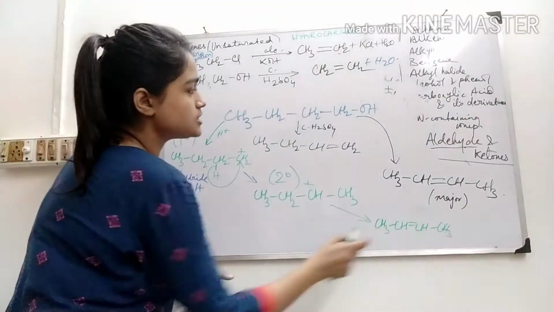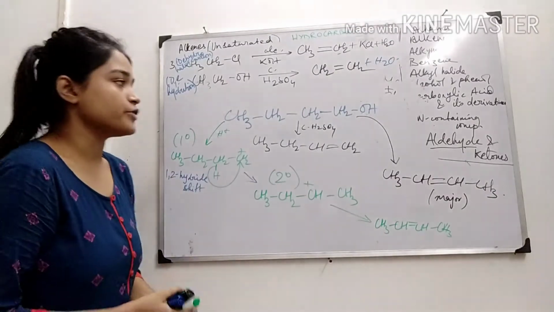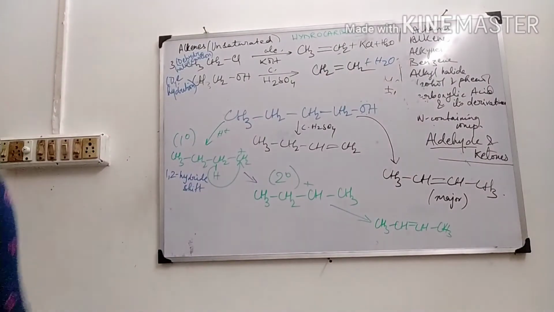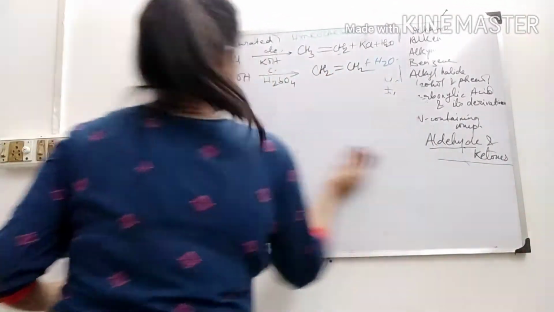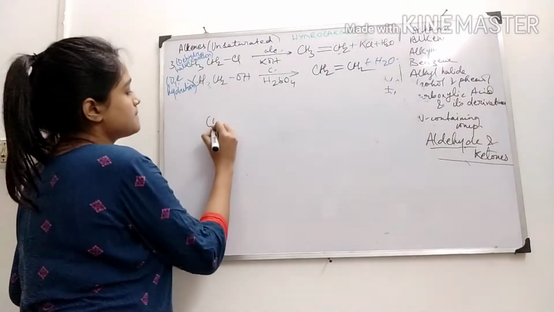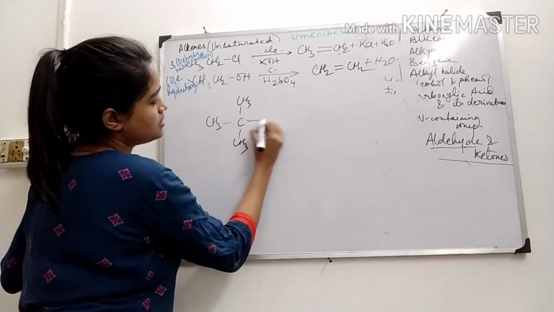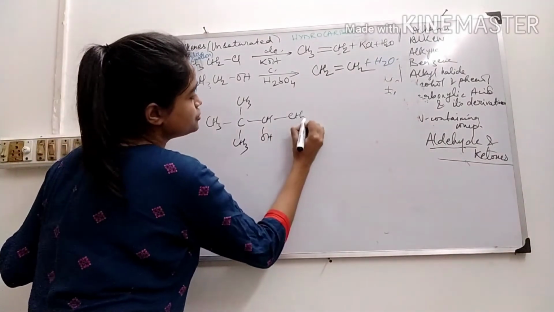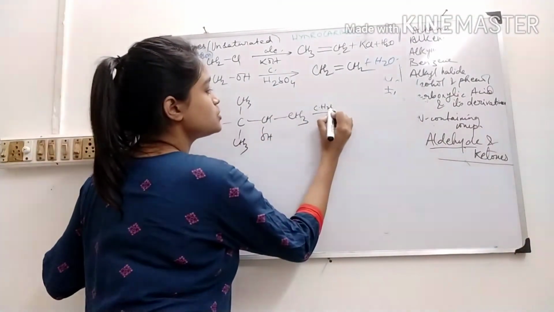Clear? So this is how we can get unexpected product from alcohol. Now another example, similar to this. I add alcohol here and CH3 here. Now I am adding concentrated H2SO4.